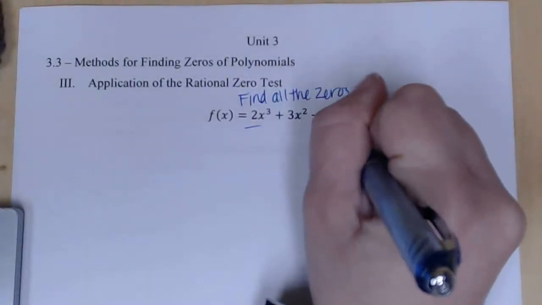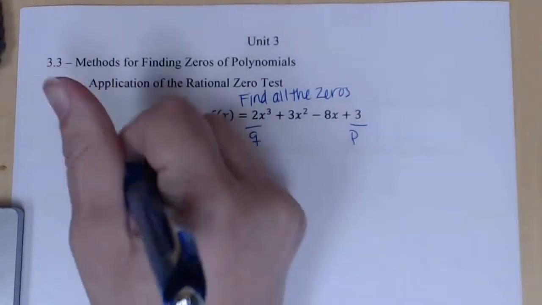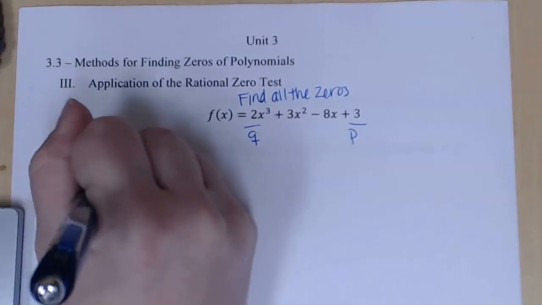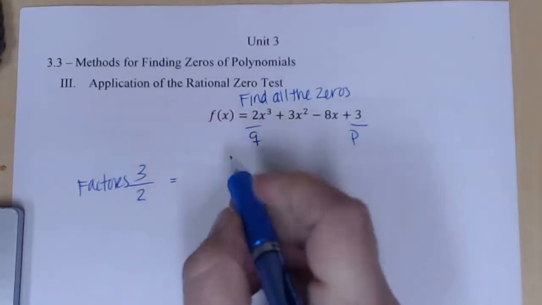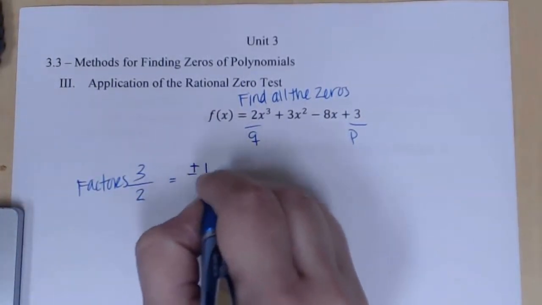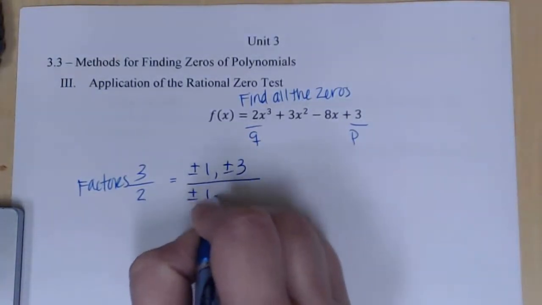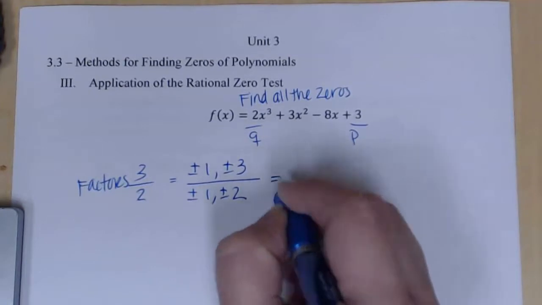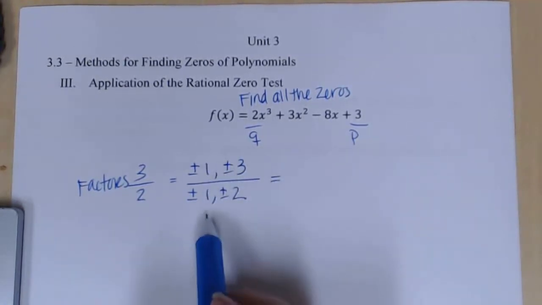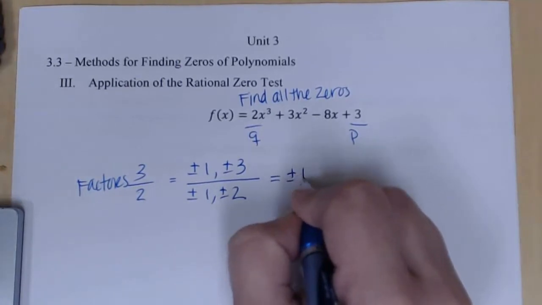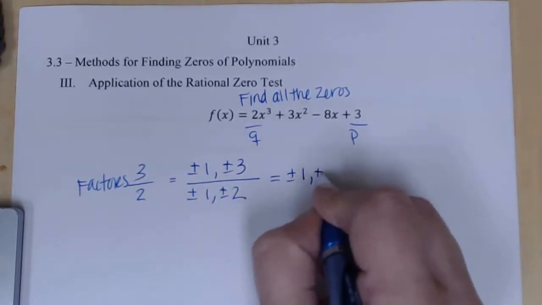So here's your P and here's your Q. And so I'm going to think 3 over 2, and I'm thinking the factors of 3 over 2. So the factors of 3 are 1 and 3. The factors of 2 are 1 and 2, and then you divide all the top numbers by each of the bottom numbers. So 1 divided by 1 is 1. 3 divided by 1 is 3.